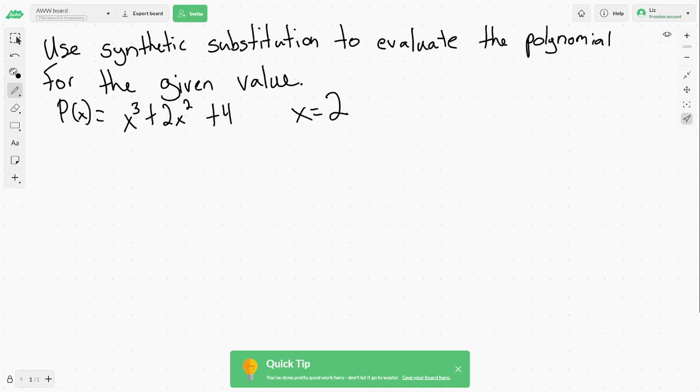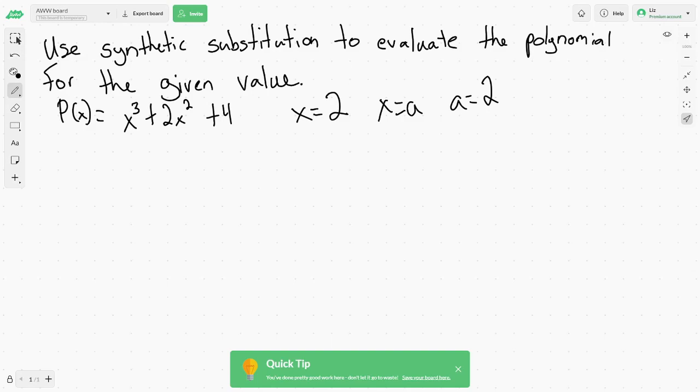Alright, now you might see something that says, use synthetic substitution to evaluate the polynomial for the given value. And here's an example here. We have x cubed plus 2x squared plus 4. And then we're looking for x equals 2. So in this situation, the x would be your a value. So our a is 2. And we're going to do the same thing as synthetic division. We're just going to interpret that last number a little bit differently. It's not going to be the remainder anymore. It's going to be the solution. So let's look at what that looks like.